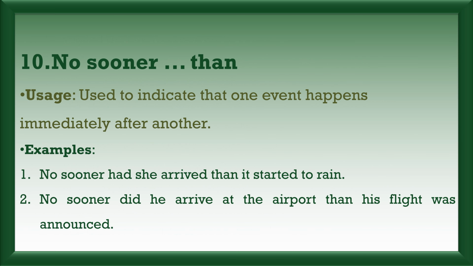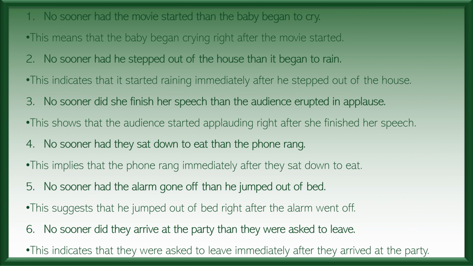10. No sooner, than. Usage: used to indicate that one event happens immediately after another. Examples. No sooner had she arrived than it started to rain. No sooner did he arrive at the airport than his flight was announced. More examples. No sooner had the movie started than the baby began to cry. This means that the baby began crying right after the movie started.